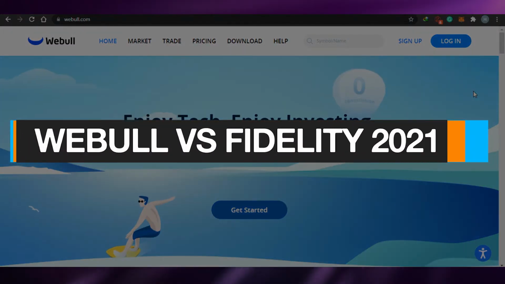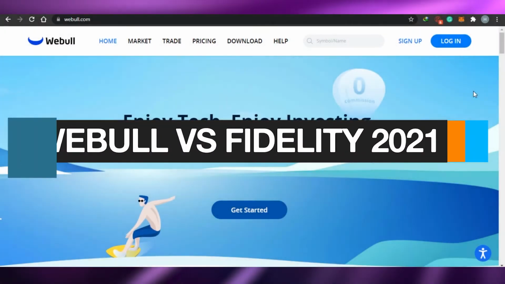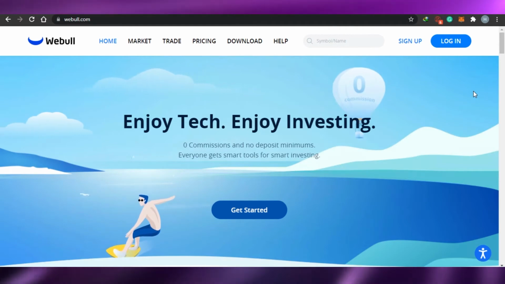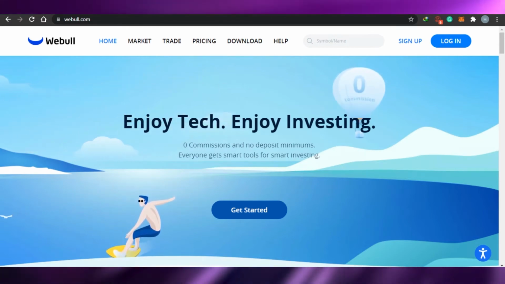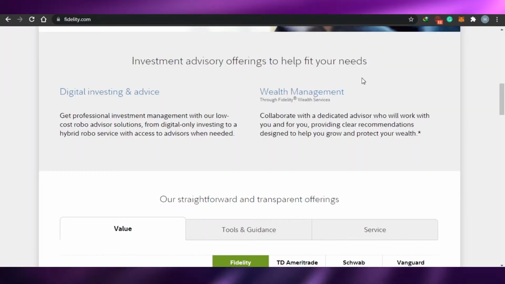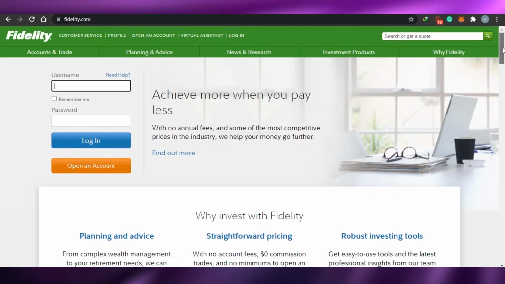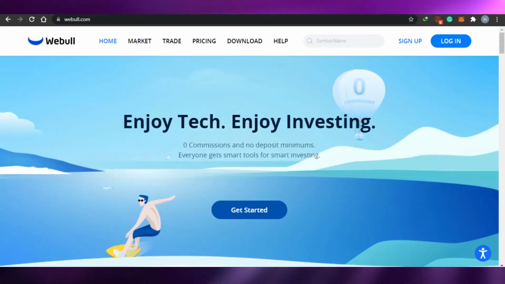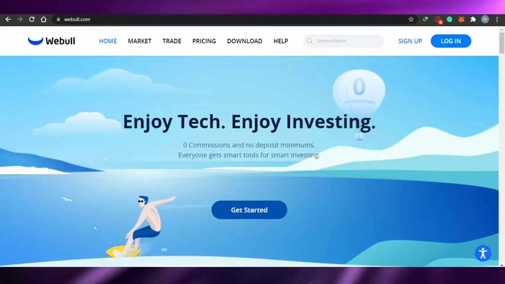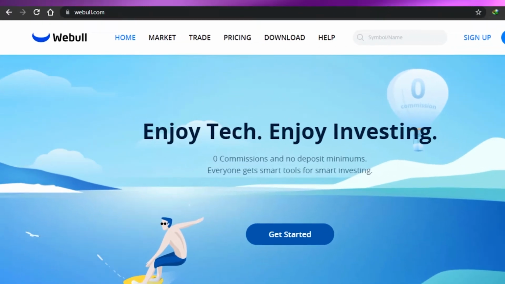WEBULL versus Fidelity 2021. Which is the best investing app for you to use in 2021? Hi guys, today I am comparing WEBULL with Fidelity and we will figure out which one of these is good for you to use in 2021 as your investing app. So let's get started.